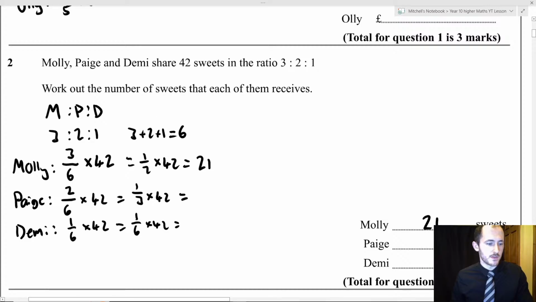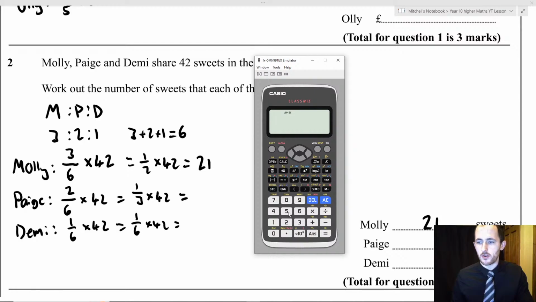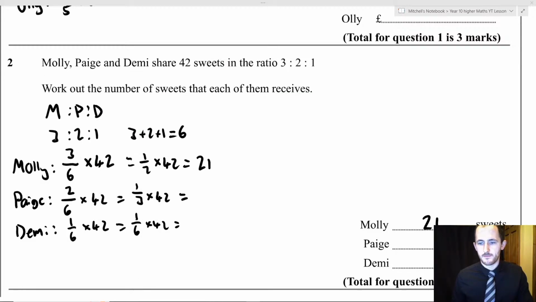And again, you can also use a calculator to work these out. So these ratio questions can come up on calculator or non-calculator. Either way, it's fine. So if we start just working these out, 14, which means this should be 7 because it's half of that.